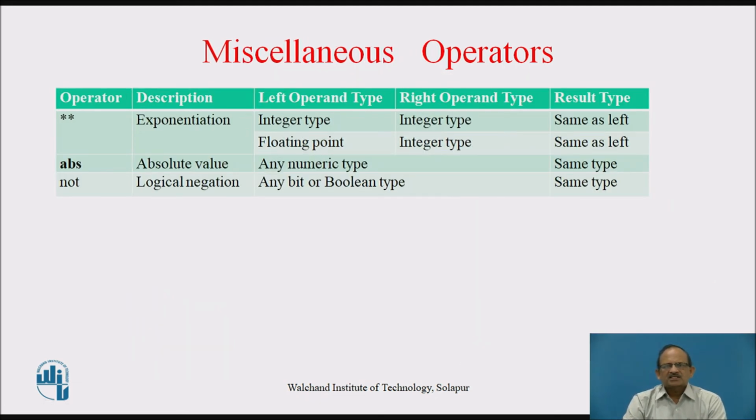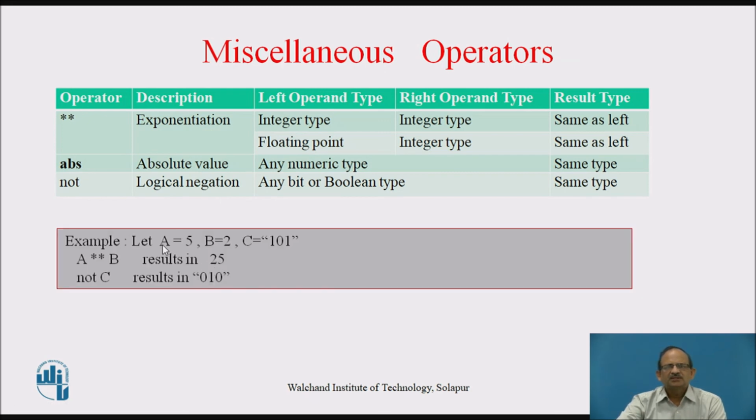Now the next, or the last, class of operators is miscellaneous operators. You have these three: exponential, absolute value, and logical negation. These operate on either integer or float, but the right operand must always be an integer. Right, absolute value gives you the absolute value, and not is a logical negation.